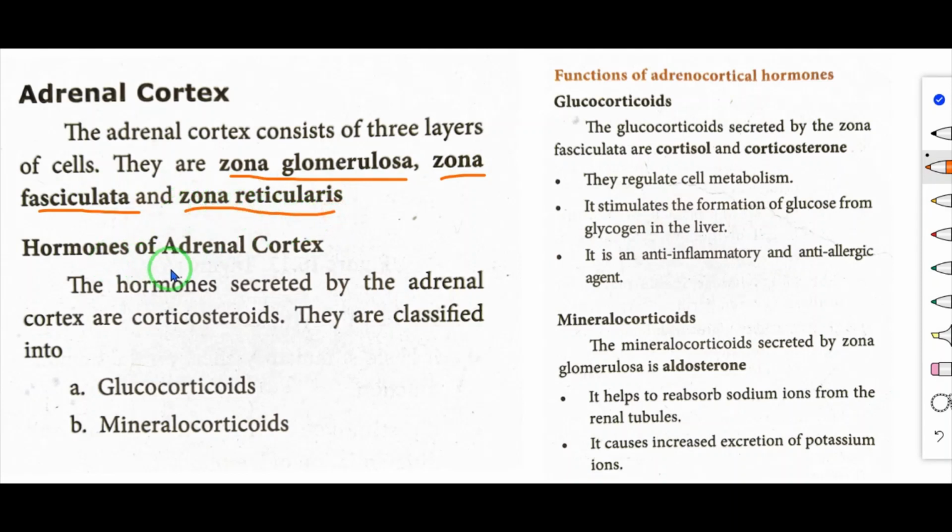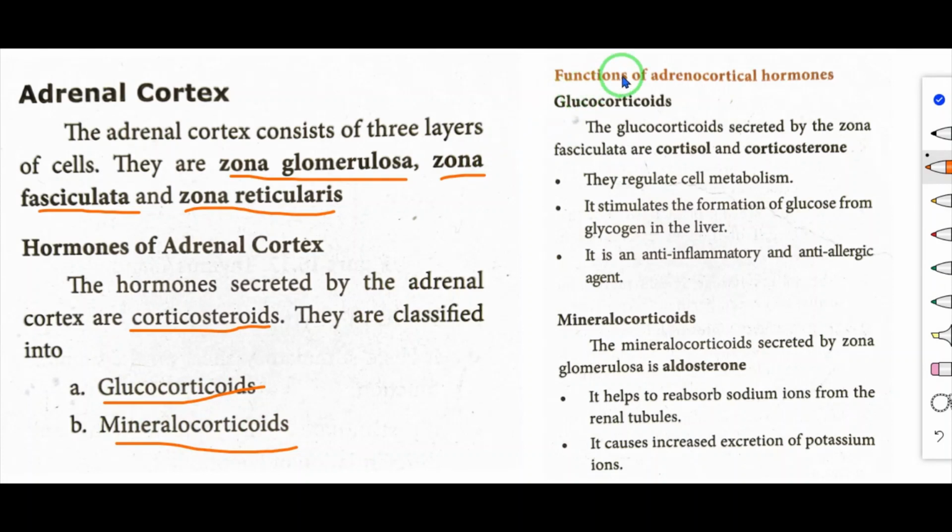Now, hormones of the adrenal cortex. What are the hormones secreted by the adrenal cortex? They are known as corticosteroids. They are classified into two: glucocorticoids and mineralocorticoids.